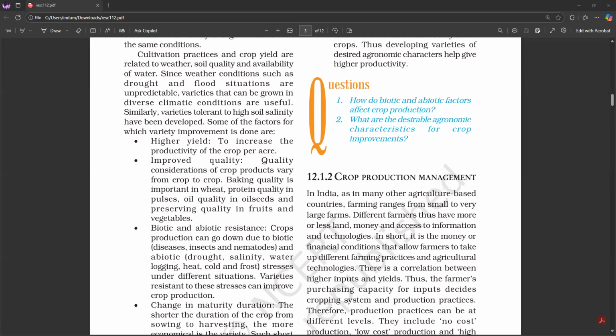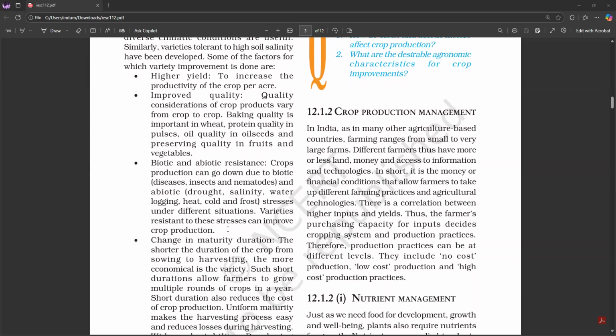Some of the factors for which variety improvement is done are: higher yield, to increase the productivity of the crop per acre; and improved quality. Quality considerations of crop products vary from crop to crop. Baking quality is important in wheat. Protein quality is important in pulses. Oil quality in oilseeds, and preserving quality in fruits and vegetables.